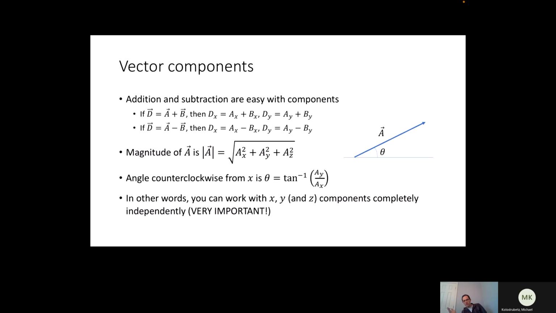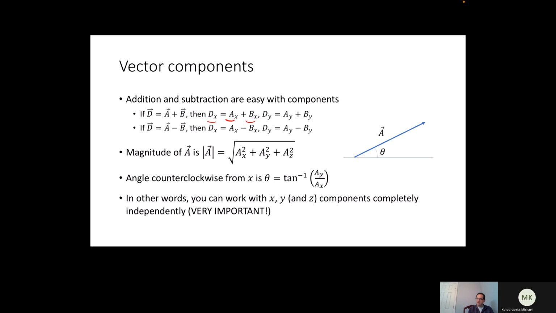For example, addition and subtraction, which were kind of a pain with arrows, are now trivial. If D is A plus B, then you just add up the components. The x component of D is just the x component of A plus the x component of B. The y component of D is just the y component of A plus the y component of B. And similarly for subtraction. A_x minus B_x, A_y minus B_y are the components of the difference.